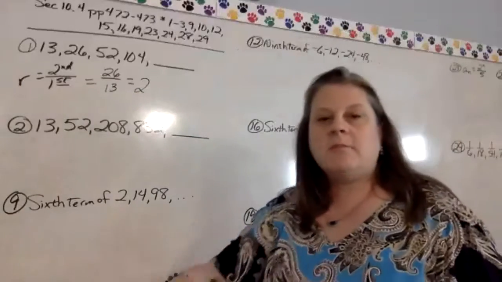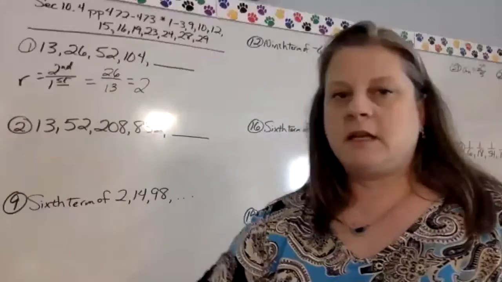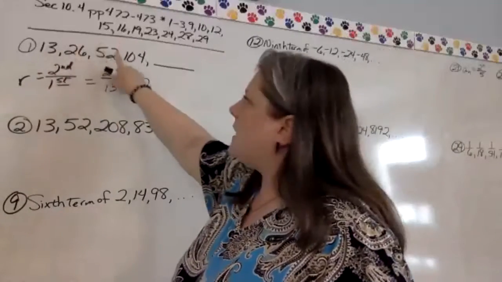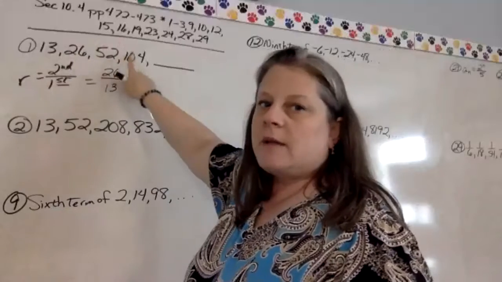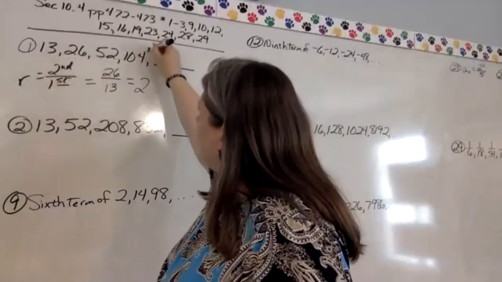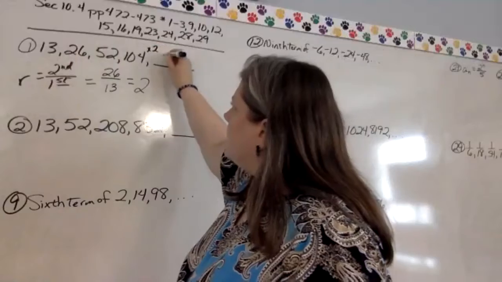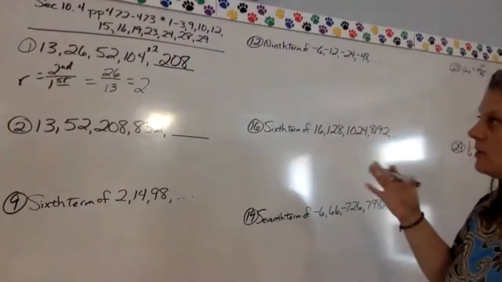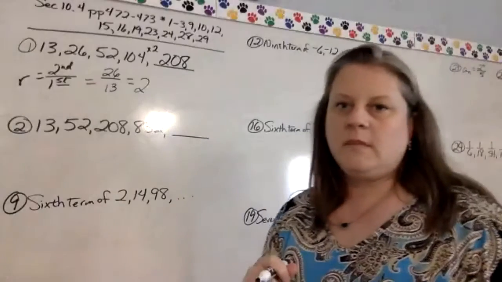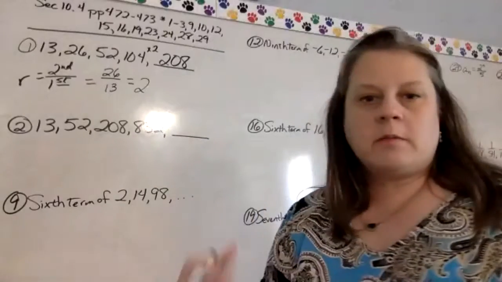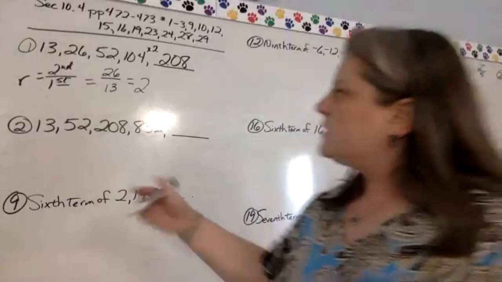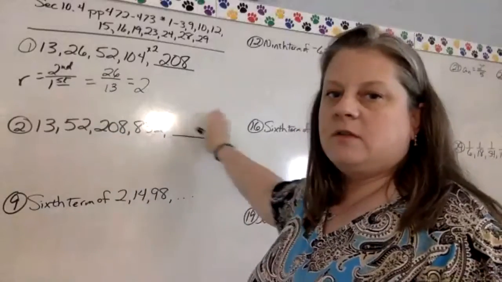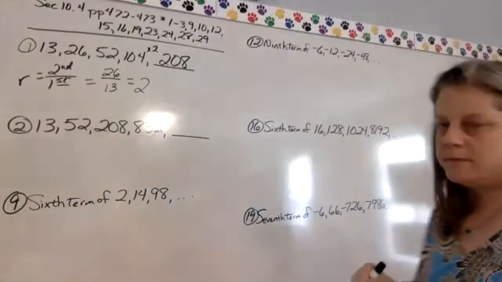The number that they keep multiplying by to get the next term in the geometric sequence is 2. 13 times 2 was 26. 26 times 2 was 52. 52 times 2 was 104. 104 times 2 will be 208. So the next term in the sequence is 208. These first 3 problems should be fairly easy. You first find your common ratio, then you multiply it by the last term that it gave you to find the next term in the geometric sequence.